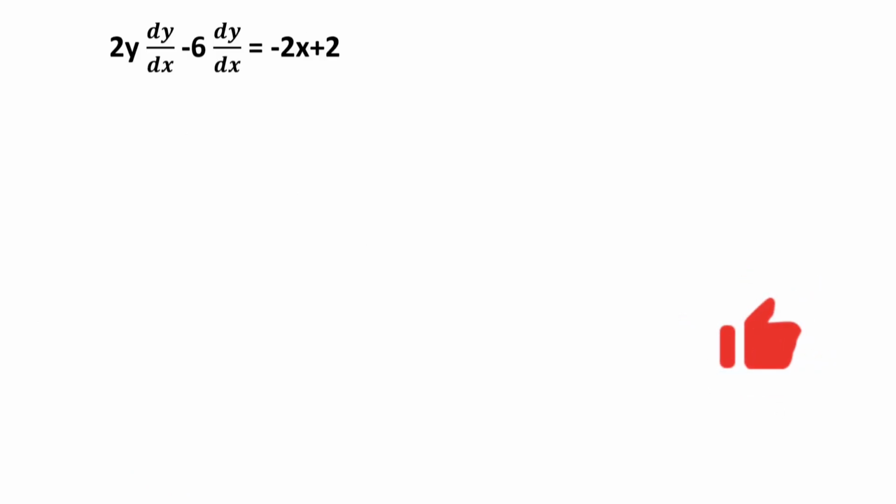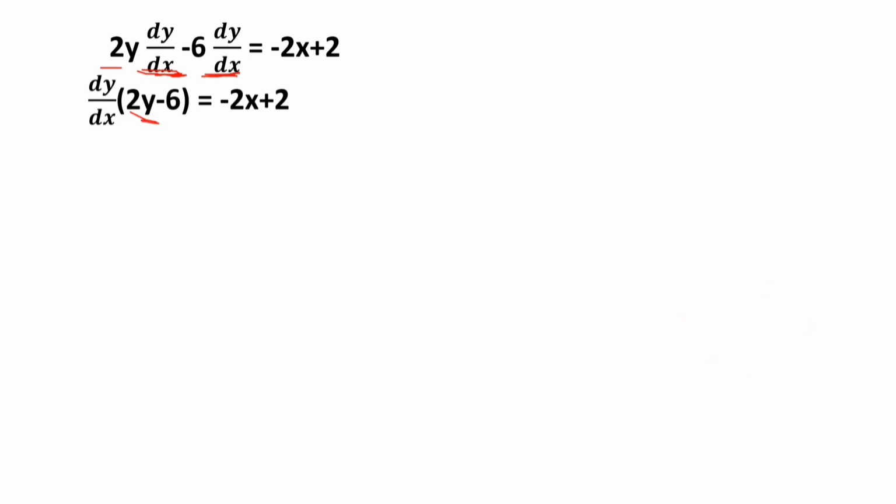All right. If you look at this again, you will see that I now want to bring out this dy/dx because it is common in both of them. If I bring the dy/dx out here, I'll be left with what? 2y, right? You can see 2y here. If I bring the dy/dx out here, I'll be left with minus 6. You can see it here, minus 6. So this side remains the same, minus 2x plus 2.